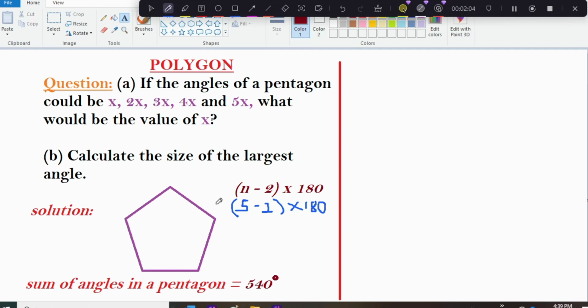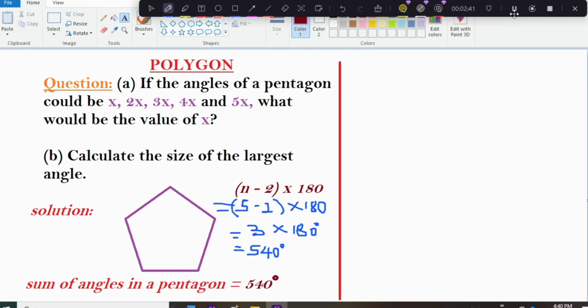So 5 minus 2 is going to give us 3. That is 3 times 180. So 3 times 180 degrees is going to give us 540. So that is how we know the sum of angles in a pentagon, which is the same 540 written here. Sum of angles in a pentagon, 540.